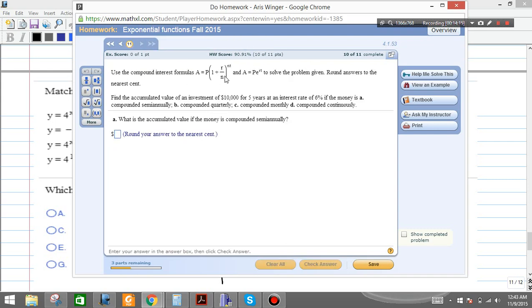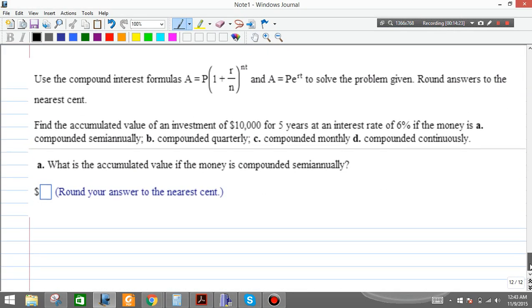And then finally, we'll use this interest formula to answer some questions that we had alluded to earlier. Use a compound interest formula, A equals P times 1 plus r over n to the nt, or this one, to solve problems given. So if I say annually, semi-annually, quarterly, monthly, daily, any finite time, then this is the formula we use. And when we say continuously, we're going to use this formula. So this is the continuous formula, and this is the formula for every other case.